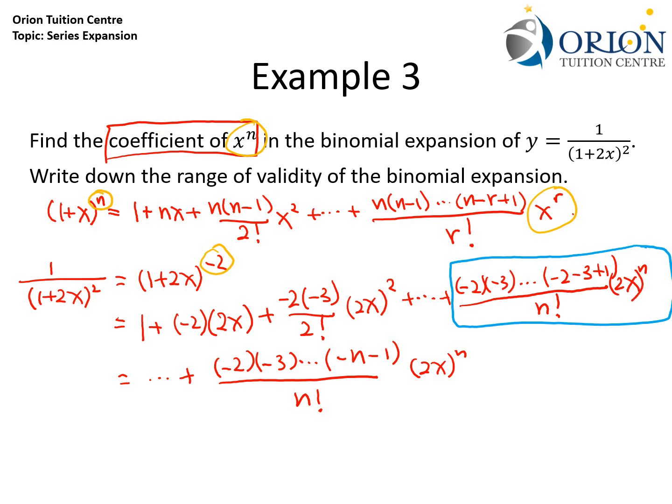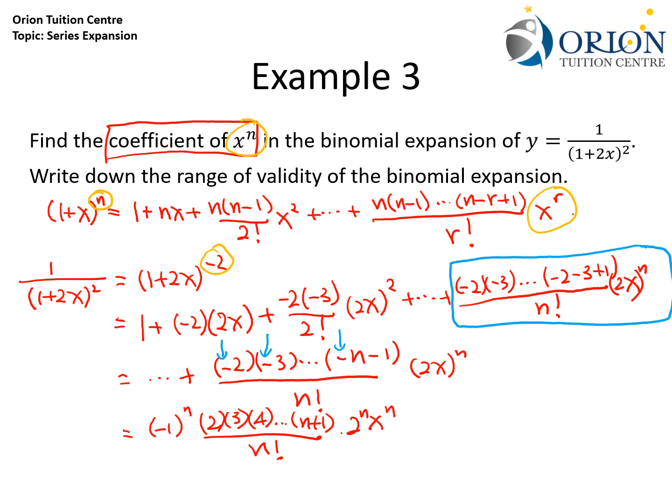Now let's try to simplify this slightly. We see that every term in the numerator consists of a negative sign, and there are n terms in the numerator, which means if we factorize out all the minus ones, there should be n of them, which means we can write it as minus 1 to the power of n. And the terms that remain become 2, 3, 4, and so on until n plus 1 divided by n factorial multiplied by 2 to the power of n x to the power of n.